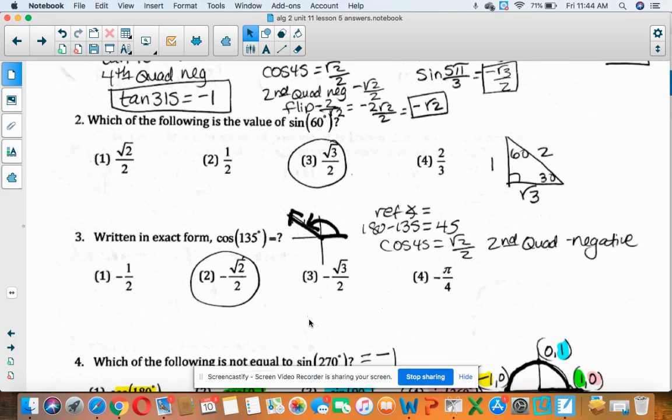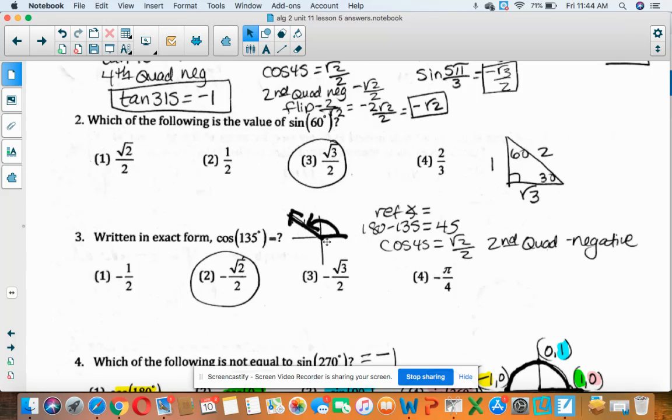Number 3, I want to write in exact form the cosine of 135 degrees. So cosine of 135 degrees, the sketch would look like this. It's in the second quadrant. It has a reference angle of 45. I did 180 minus 135. The reference angle is 45. Cosine of 45, I have that memorized, is radical 2 over 2. I am in the second quadrant though, and that's going to be negative.